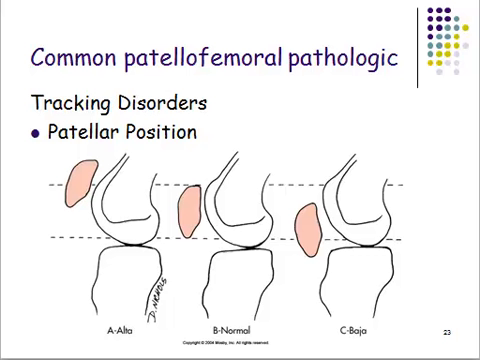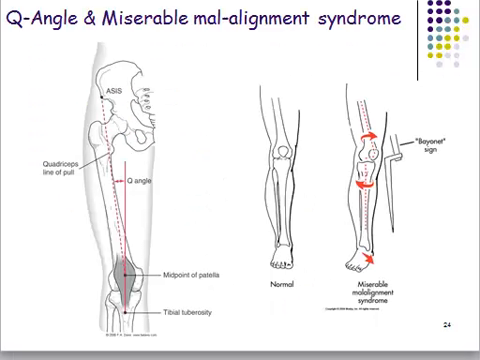So now let's look at the bony and soft tissue contributory issues to patellar tracking disorders. First, we'll look at the position of the patella. We have patella alta, the normal position of the patella, and patella baja. Now, patella alta, so that's a patella placed more proximally, is associated with instability. This will be something that the physical therapist examines.